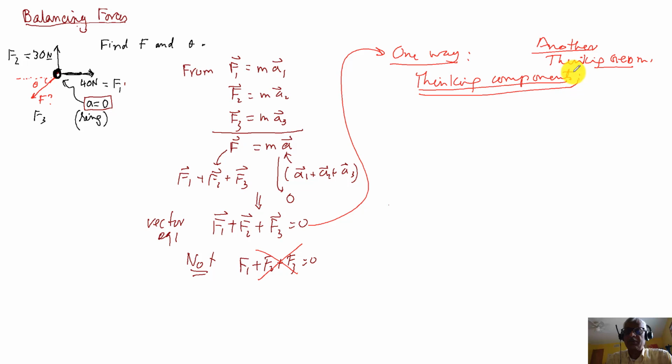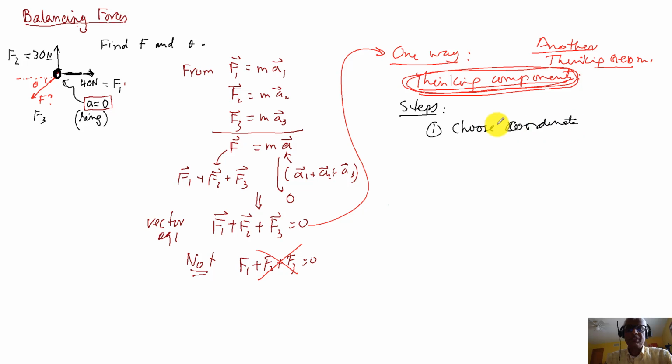We are going to try to use the component method because it is analytical and very easy to implement. You may have already implemented it. To implement this, it has some well-defined steps. One of these steps is to choose coordinates. So here I have just x and y, which is a natural choice. This direction we'll call x, this direction we'll call y, and we'll place the origin O right there at the ring.